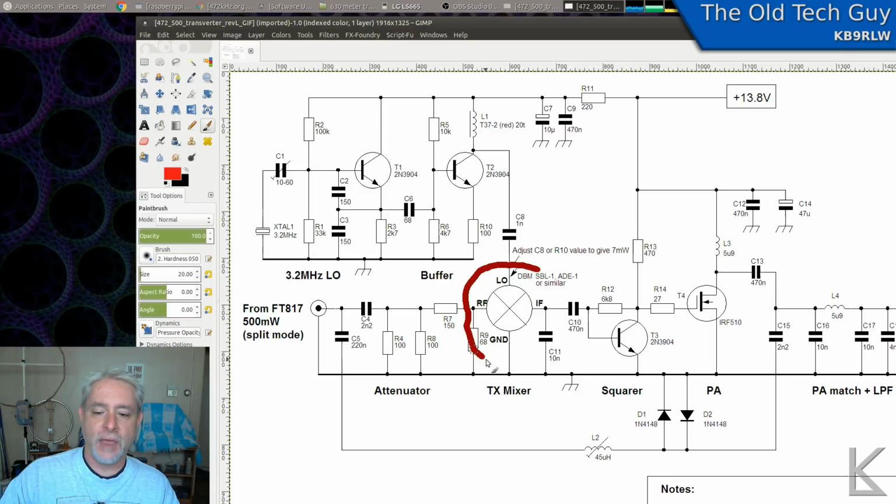And then down here, you have to have a mixer. There is a mixer available on a chip that he used here, the DBM SBL1. Or there's also an ADE1. I don't have any of those chips, so I'm actually going to build a mixer.